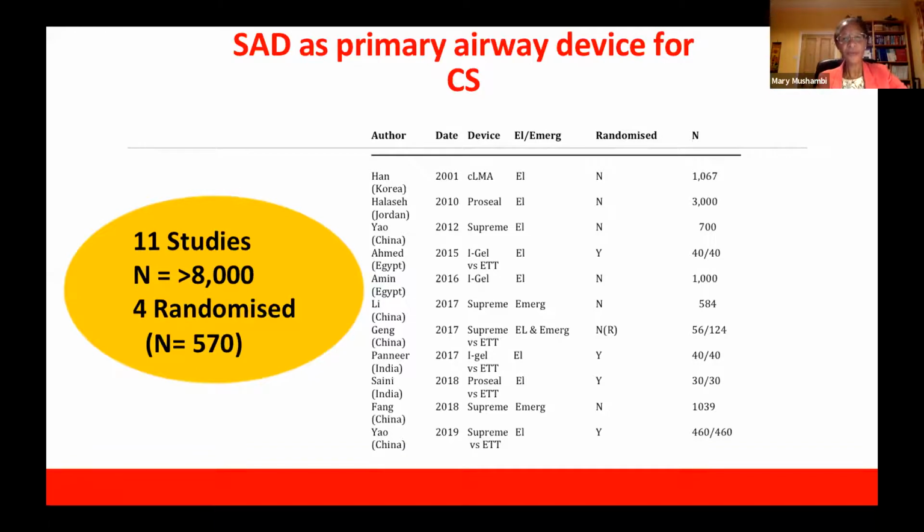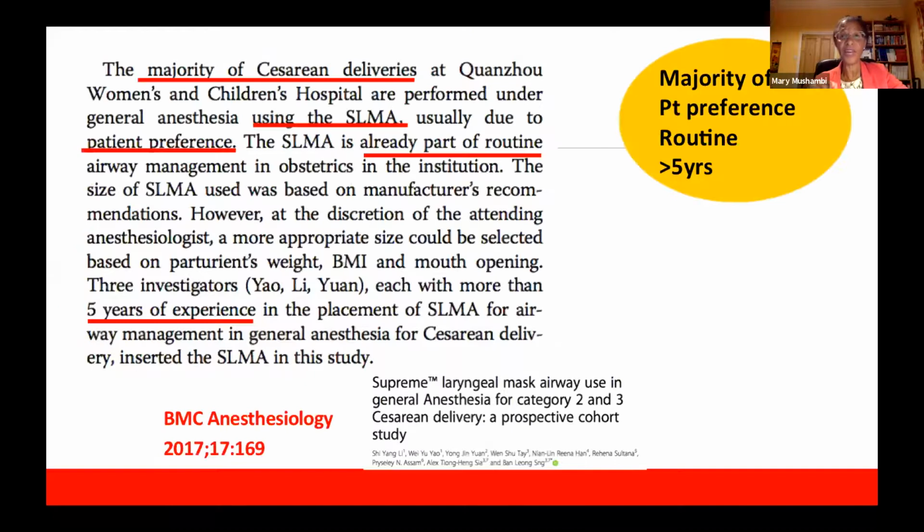So in our review, which we published last year, there were 11 studies, of which 8,000 patients had been studied, but only 4 of those were randomized studies. And to give you some idea of some of the things that are going on, this is what was described in one of the papers, which said that the majority of their cesarean sections were being done using a supraglottic airway device. And quite often it was patients who were asking for this. And they'd been routinely practicing this for over 5 years. And this was published in 2017.